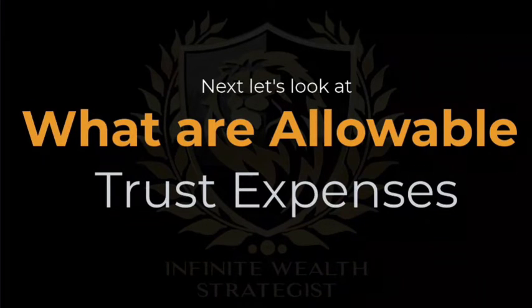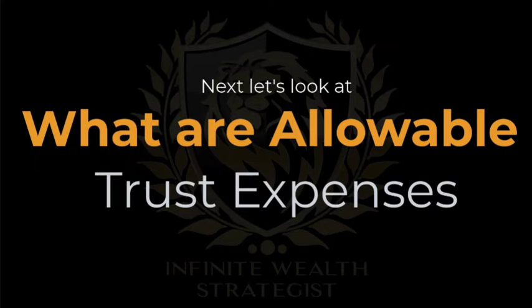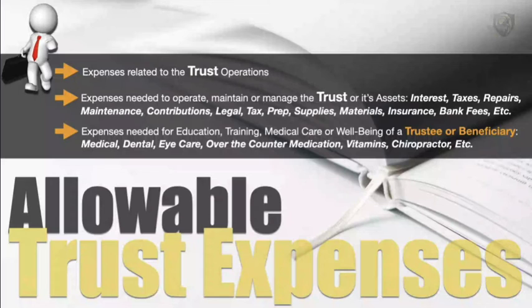Next, let's look at what are allowable trust expenses. The trust can pay for all expenses related to the trust operations. These expenses are for the operation, maintenance, and management of the trust or its assets. That is, interest, taxes, repairs, maintenance, contributions, legal, tax prep, supplies, materials, insurance, bank fees, etc.